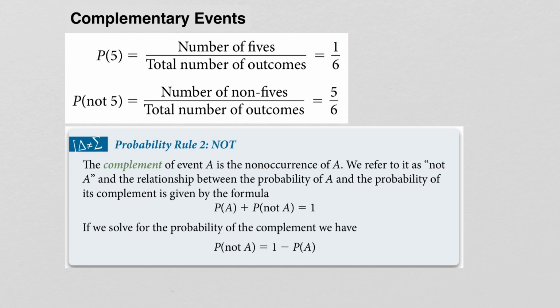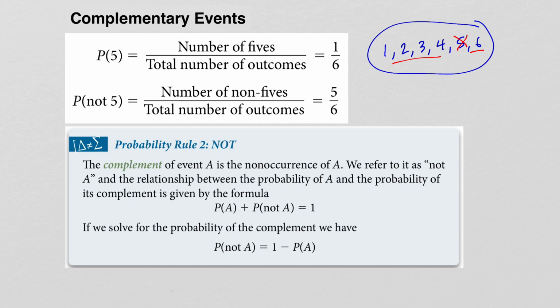And then the probability of not rolling a 5 is the number of non-5s, of which there are 5 of them, out of 6. So keep in mind when you roll a 6-sided die, these are the possible outcomes: 1, 2, 3, 4, 5, and 6. So the probability of rolling a non-5, there are 5 numbers that are not 5. So it's 5 out of 6.